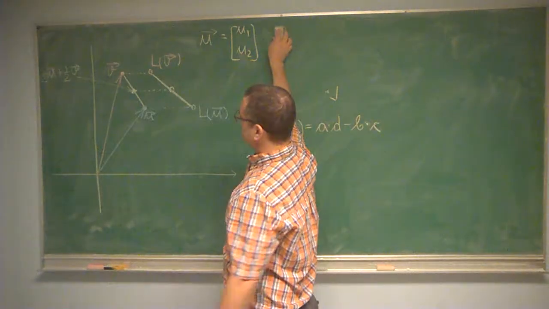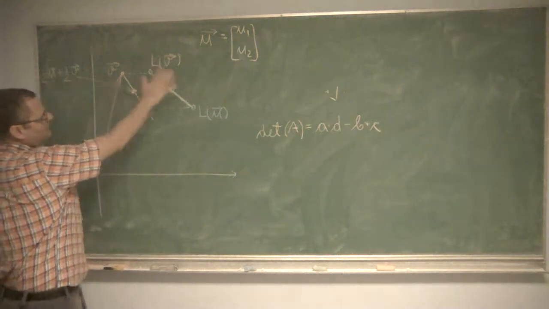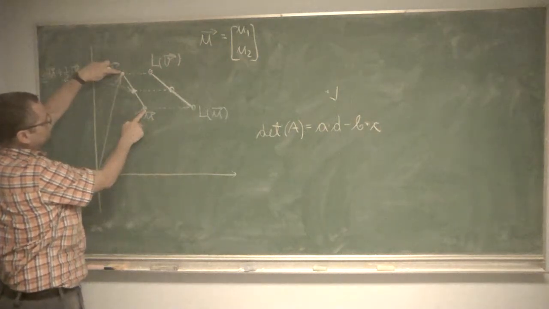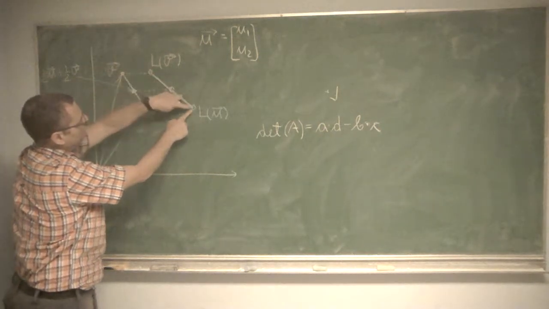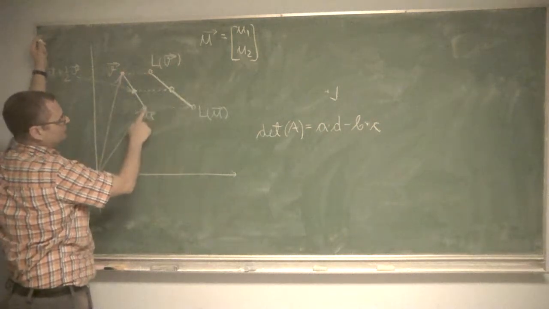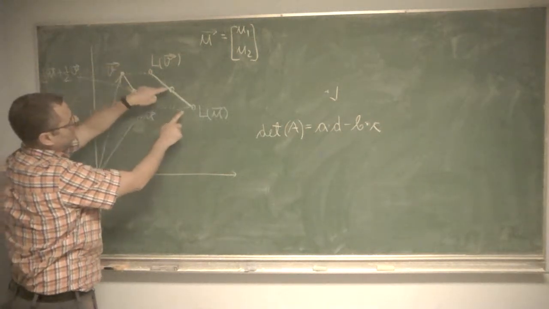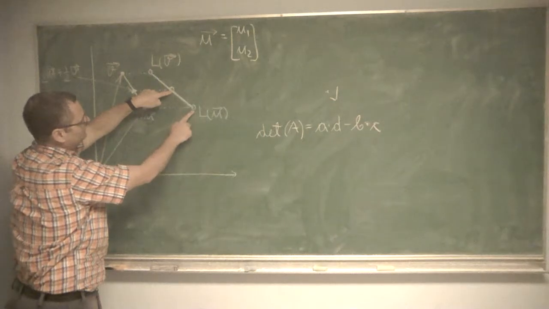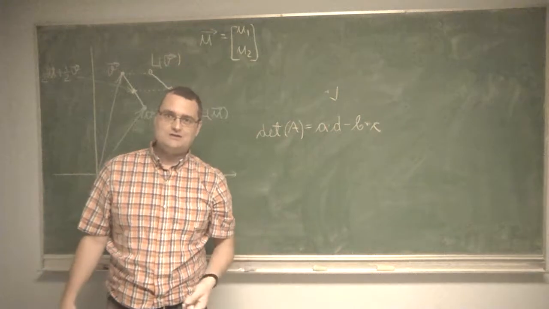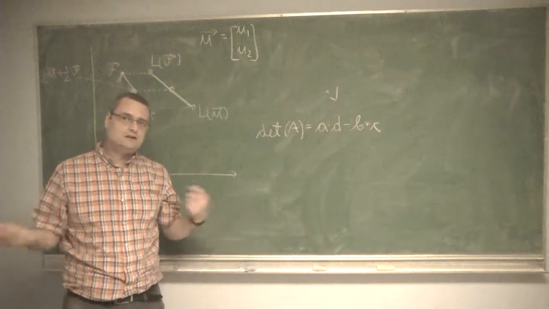Now what happens with this midpoint? Where does it get mapped? The way I drew this picture, it looks like the midpoint of this line gets mapped to the midpoint of this line. So this is the image of v, this is the image of u. And the midpoint between u and v gets mapped to the midpoint between L of u and L of v. Well, why is it really so? It certainly is geometrically plausible, but how would you strictly show that?